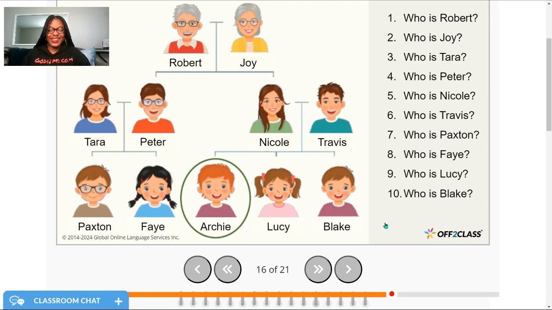Okay, so here is our family tree. And right here you see this is our friend. His name is Archie, okay? Everyone in the family tree now has a name. So let's see if we can say some of those names. I'll say it and then you can repeat it, okay?